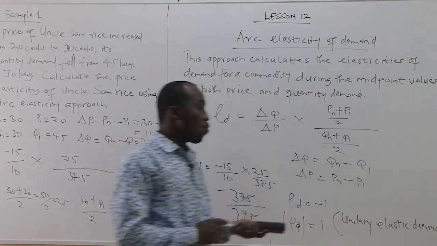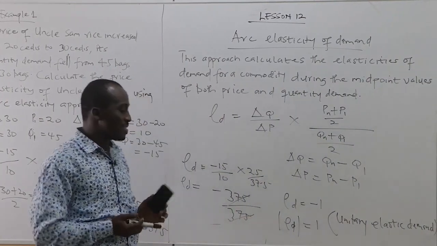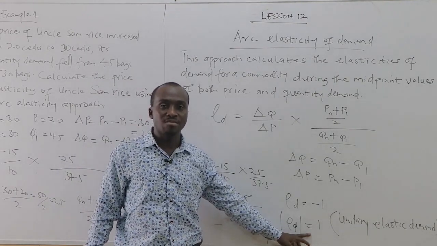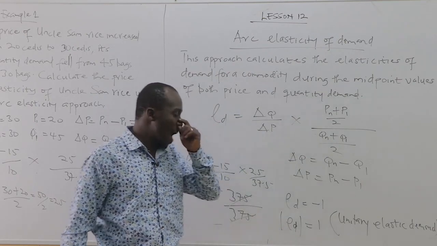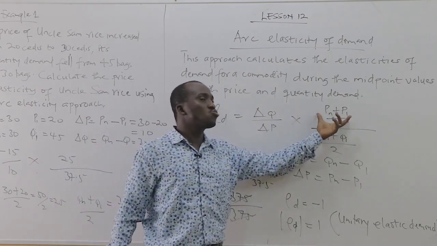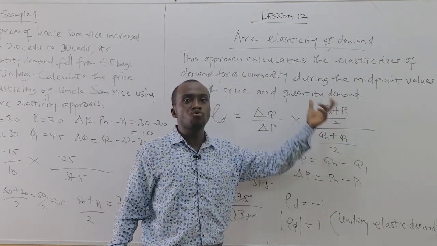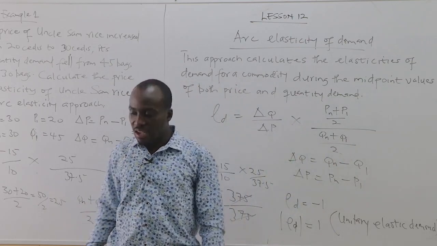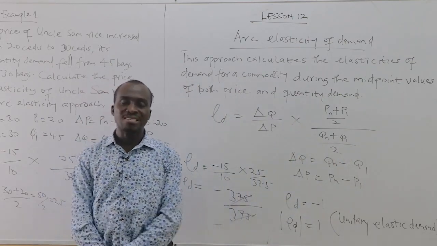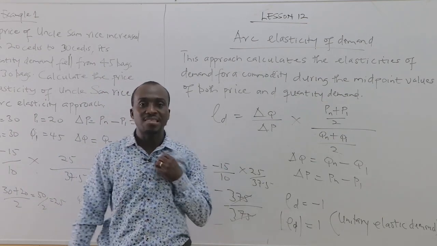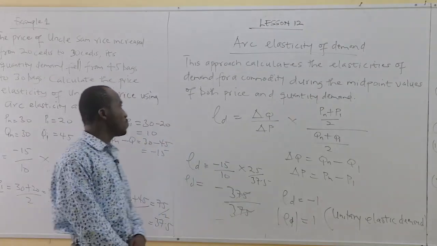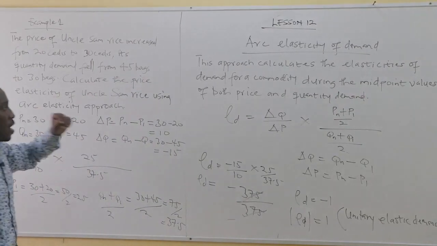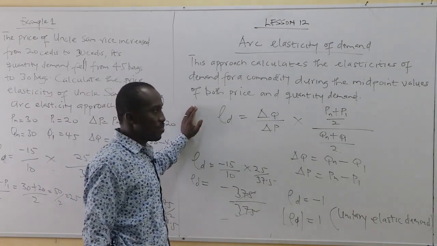So you see that when we use the arc elasticity, the answer we get here is different from when we use the point elasticity. Here we got the answer 1, with the point elasticity we got 0.66. Why? Because here we use the midpoint, the average of the two prices, and here we use the average of the two quantities. That's why we're getting a different answer. That's why I'm telling you that if in WASSCE the question doesn't specify, just use the point elasticity. That's the most ideal case. So you have been able to estimate the same question using the point elasticity and also using the arc elasticity, where the midpoint comes in.